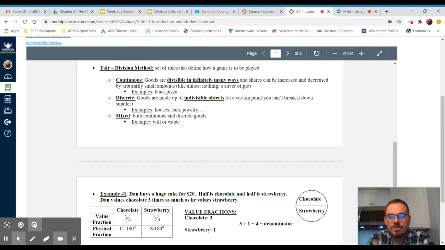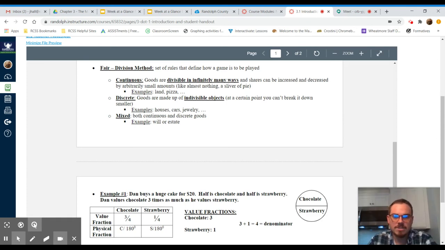Discrete goods are made up of indivisible objects. At a certain point, you can't break it down any smaller. It's impossible. That's discrete. Example, you can't break down a horse, right? You just can't do it. You can't break down a car. You can't break down jewelry. You can't break down things that are tangibles. Things aren't divisible. We can't break it apart, right? If you break it, now somebody's upset.